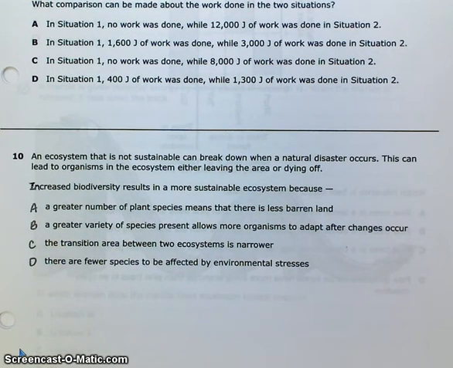Number 10, an ecosystem that is not sustainable can break down when a natural disaster occurs. This can lead to organisms in the ecosystem either leaving the area or dying off. Increased biodiversity results in a more sustainable ecosystem because A, a greater number of plant species means that there is less barren land. B, a greater variety of species present allows more organisms to adapt after changes occur. C, the transition area between two ecosystems is narrower. D, there are fewer species to be affected by environmental stresses.